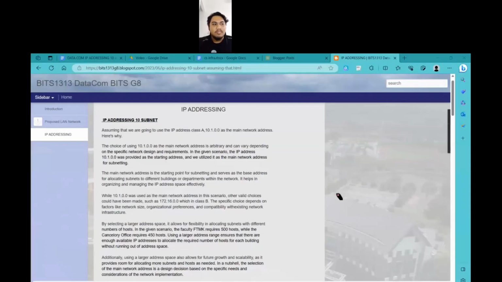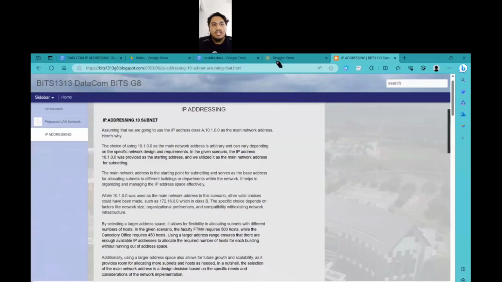So this is the part where we do the subnetting for the 10 departments. As mentioned in the blog, we are going to use IP address class A, which is 10.1.0.0, and we utilize it as the main network for subnetting. There are a few reasons why we use this IP.